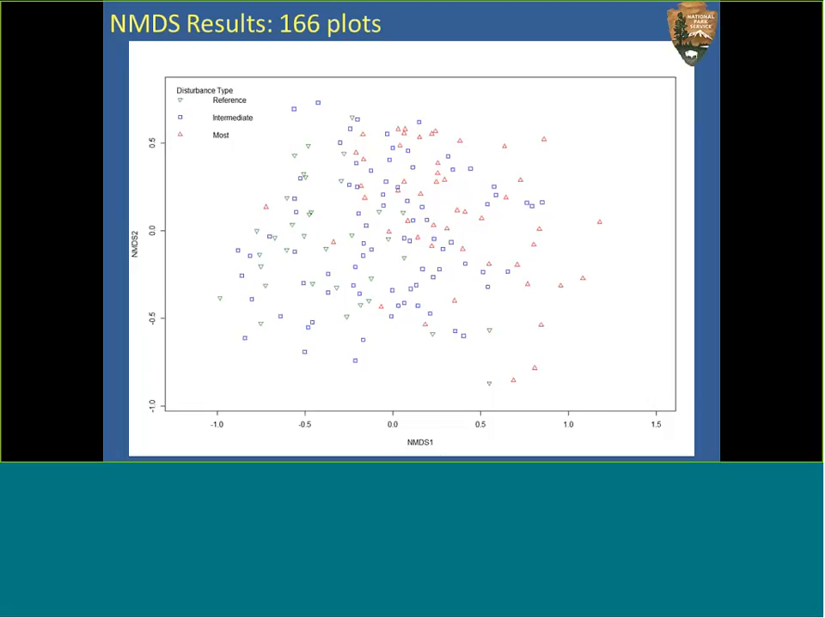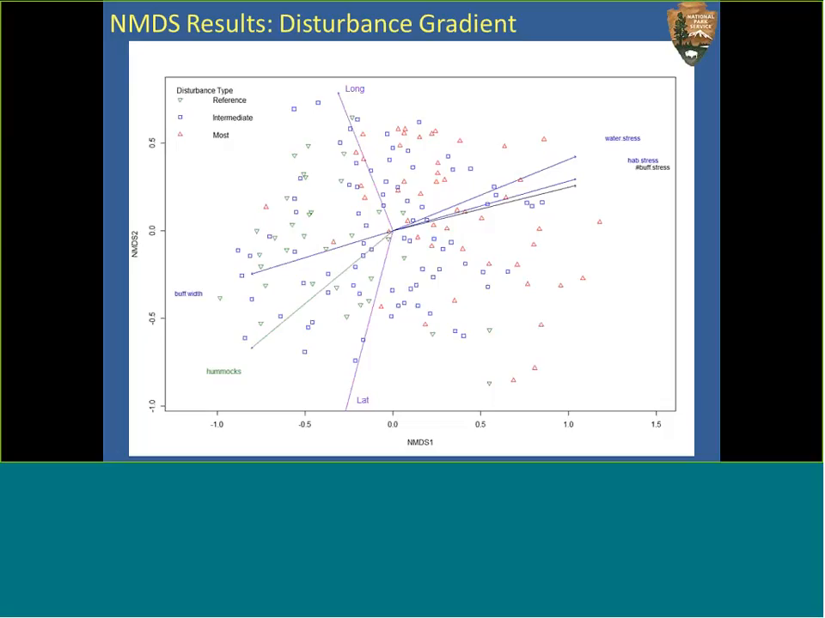So these are the NMDS results. I ended up with 166 plots. And so there is a latitude and longitudinal gradient in the data, but it's in the second axis. And the first axis is what's describing the disturbance gradient. And so this is exactly what I was looking for. I didn't necessarily expect there to be a disturbance gradient in the NMDS or for that to be the first gradient, but it's perpendicular to latitude and longitude, which means that it's not correlated. The disturbance gradient is not correlated with lat or long.